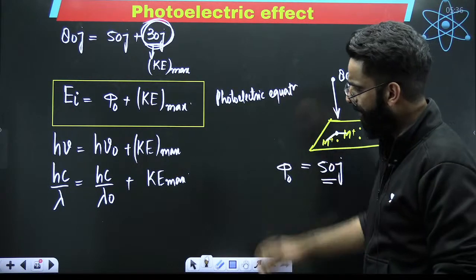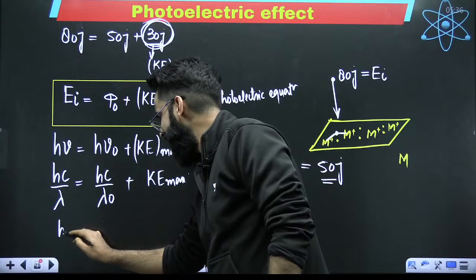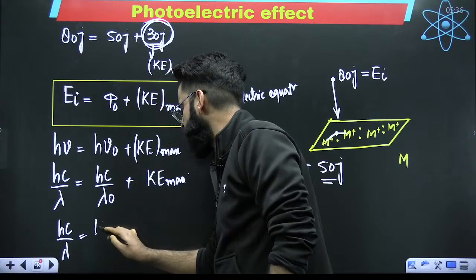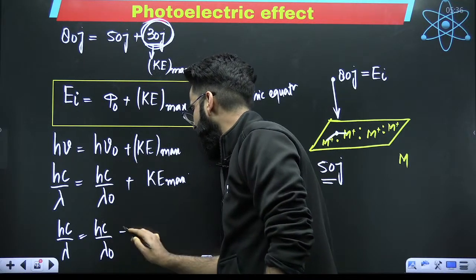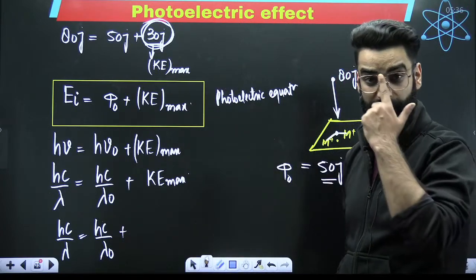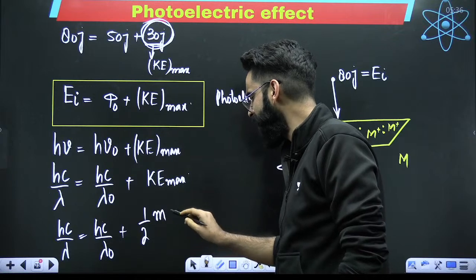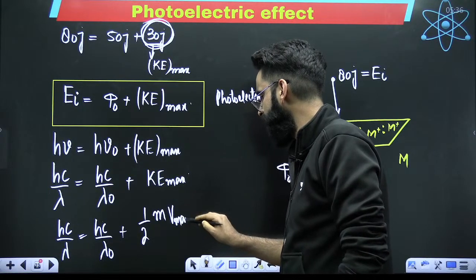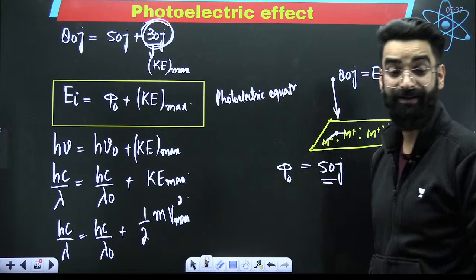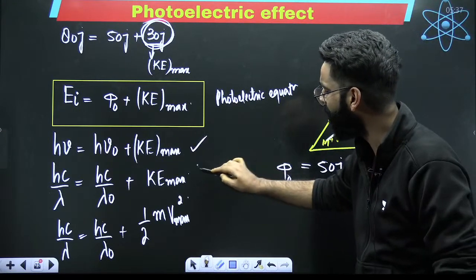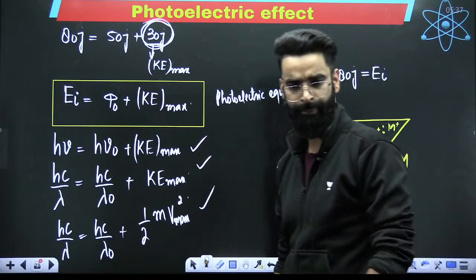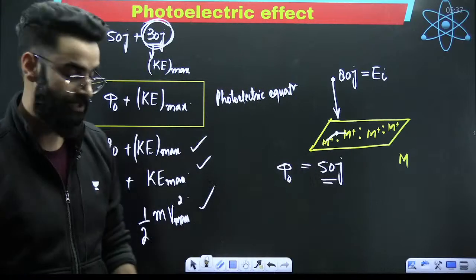And at the same time, the maximum kinetic energy possessed by the photoelectron can be written as half of mass of electron times V max of the electron, squared. It can be written like this as well. So these are different formats of this particular equation.